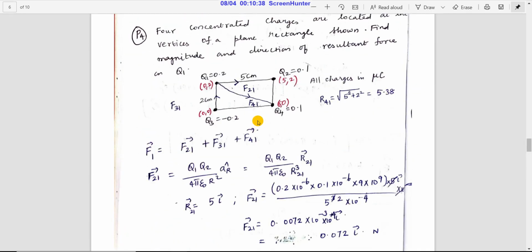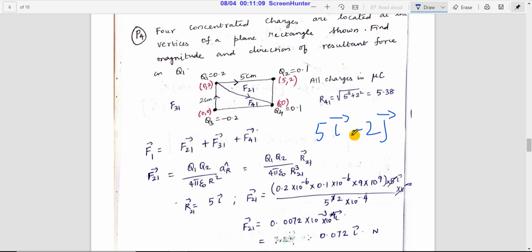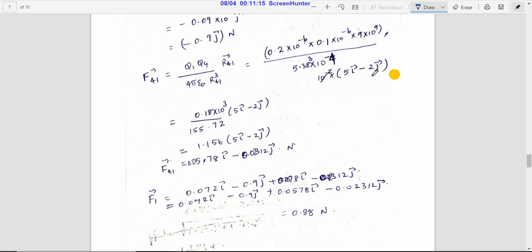So what is the vector R41? R41 vector is going to be with the subtraction between 5 comma 0 and 0 comma 2. So 5 minus 0 is 5 i vector, 0 minus 2 is minus 2 j vector. So this is going to be your R41 vector. This R41 vector has been utilized here.